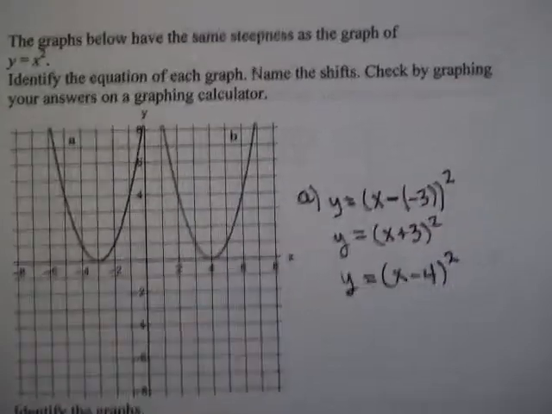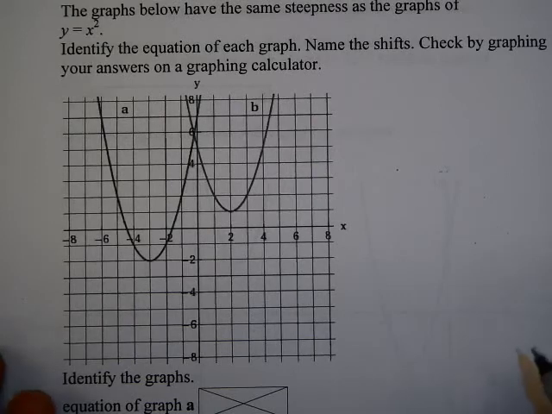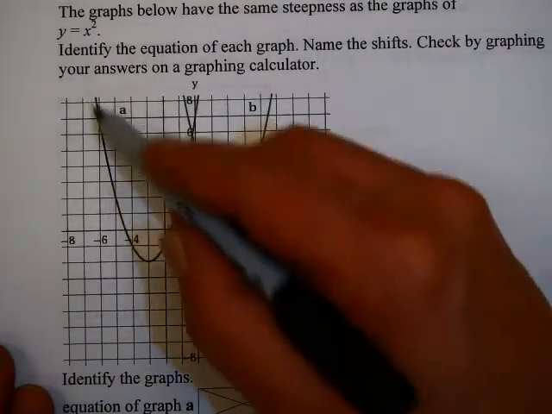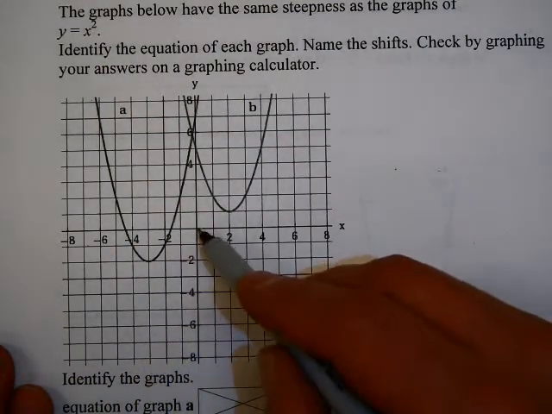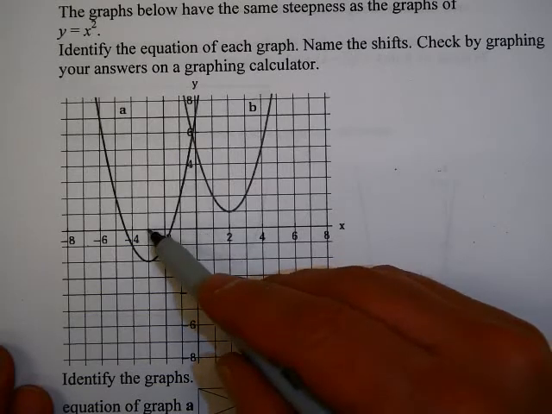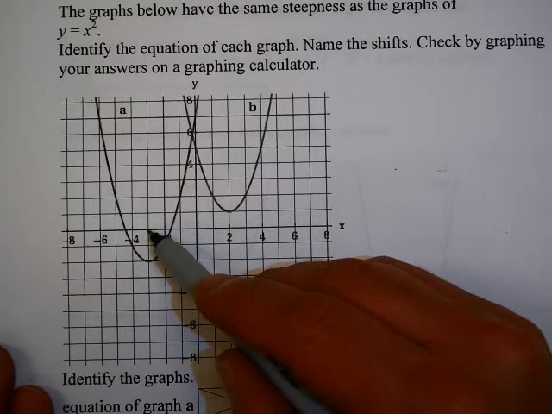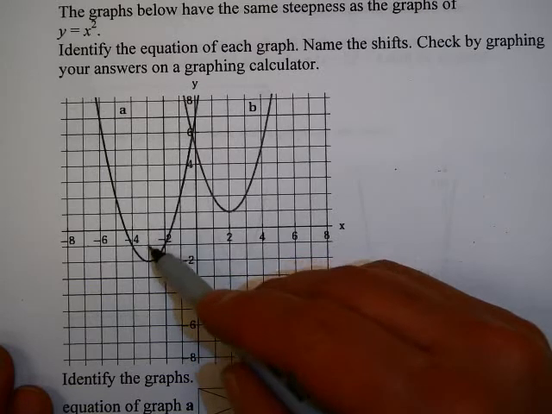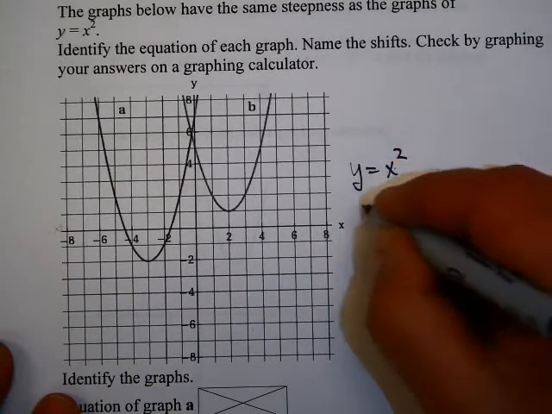Now let's take a look at this one and see if you can do this. You might choose to pause the video and then come back to it when you are finished. Looking at the graph of A, it has the same shape as y equals x squared. But you'll notice that instead of starting at 0, 0, it's starting at minus 3, minus 2. That's a shift horizontally of minus 3, or a shift to the left of 3, and then a shift down of 2. So if I think about this, I start with x squared.